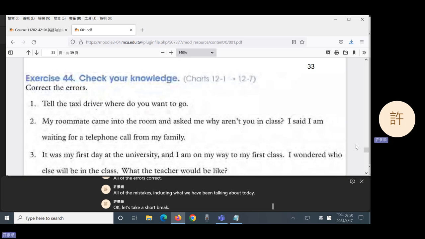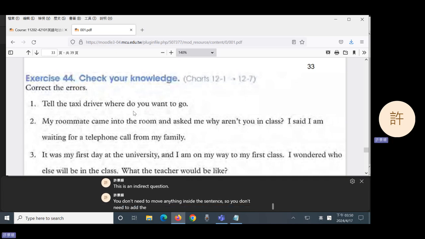Okay, let's compare answers. Number one. Tell the taxi driver where you want to go. This is an indirect question. You don't need to move anything inside the sentence, so you don't need to add the word do. Simply where you want to go.